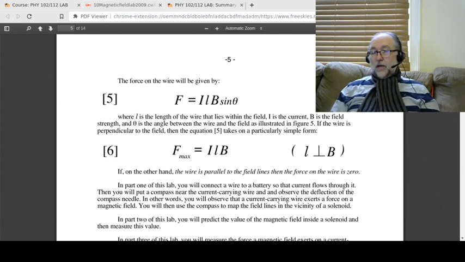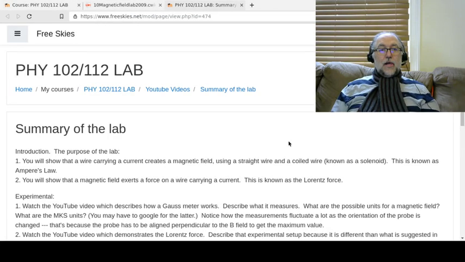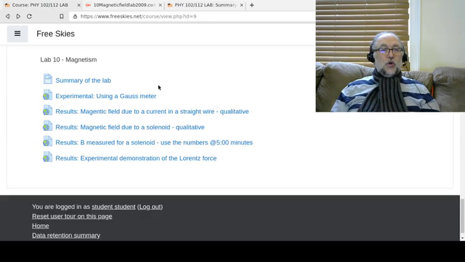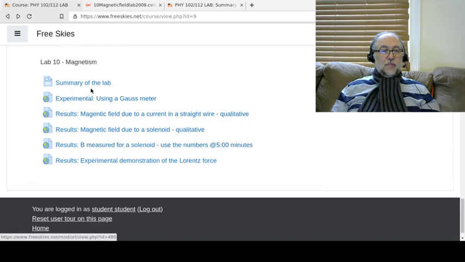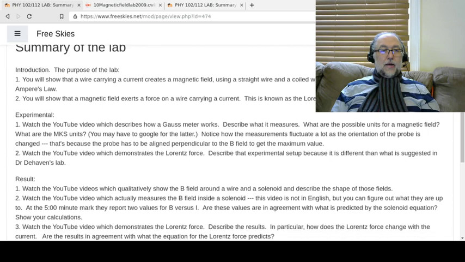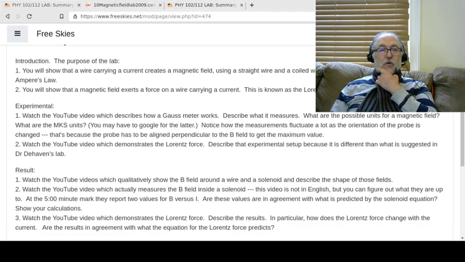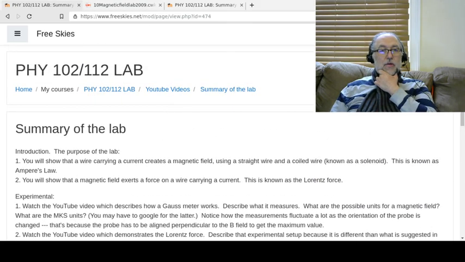So let me just show you what I expect for a lab write-up from this. Okay, let me go over here. And let's look at the summary. Maybe I should show you where that is. If you go to our Moodle site here, go all the way to the bottom. It says summary of the lab. If you click on summary of the lab, there we go. So let's go through this. Let me scroll down a bit here.